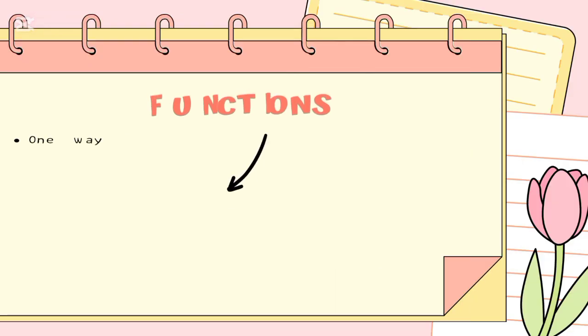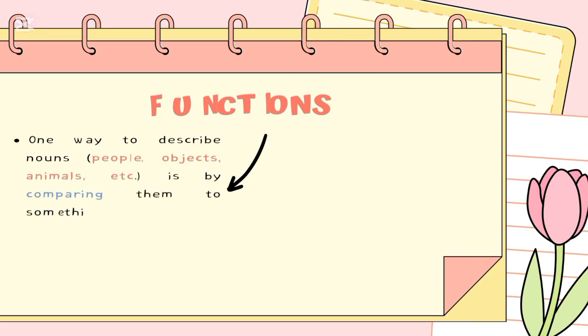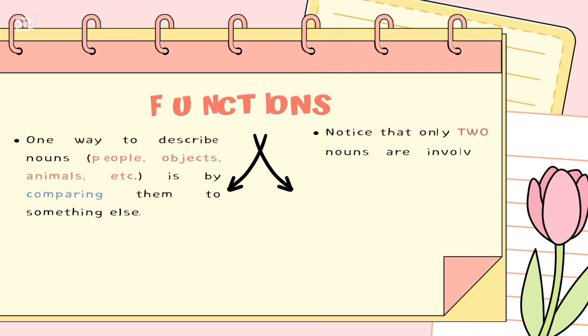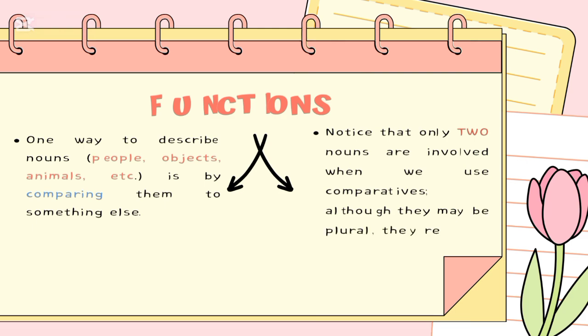Now let's start with its functions. The first function is one way to describe nouns, for example, people, objects, animals. Another is by comparing them to something else. Another function is to note that only two nouns are involved when we use comparatives, although they may be plural, they refer to only two items.